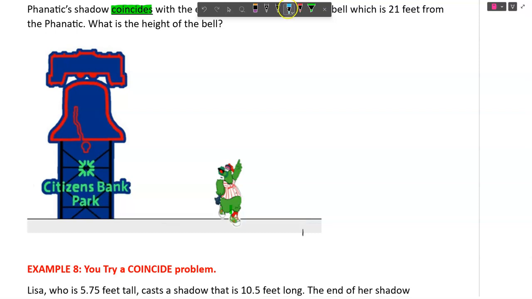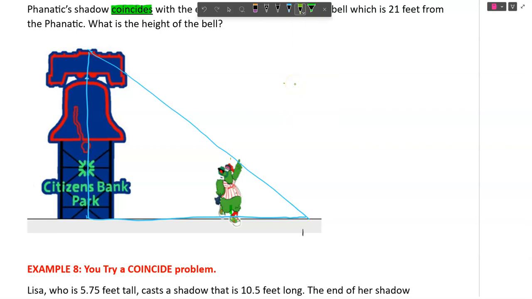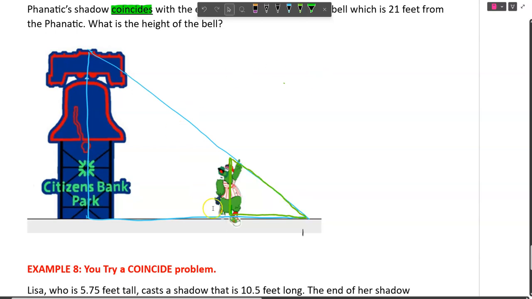So what we have here is I'll use the light blue to represent the bell. The bell has a height, and then the bell has a shadow, and I'll bring that shadow to about here, and I'll do my best to draw a line to connect those. So that blue triangle is the bell at Citizens Bank Park. We also then have the Philly Fanatic. I'll use bright green to denote the fanatic. They have their height right here. And notice that the triangle that's created by the Philly Fanatic is within or inside of that triangle.